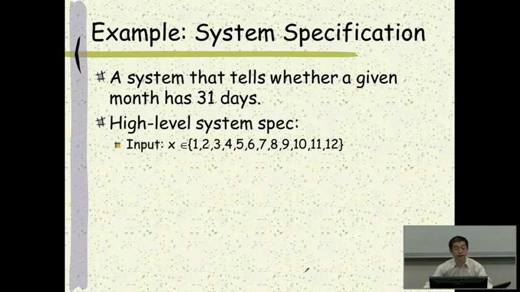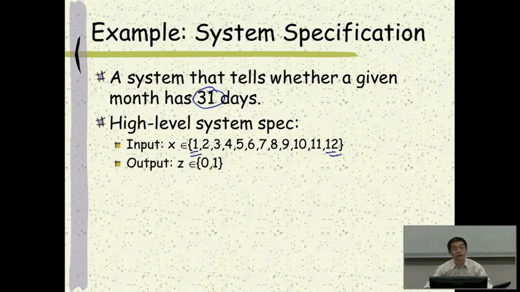The input X can go from January to December, which we represent by decimal numbers from 1 to 12. And the output will tell whether this month has 31 days or not. So we can represent this by a single bit Z, called 0 or 1. And 1 means it has 31 days, and 0 means it doesn't have 31 days.